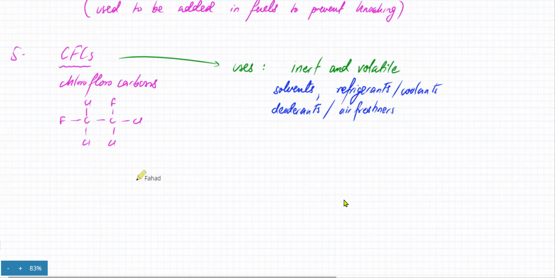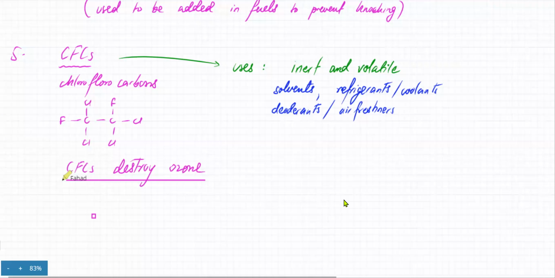The only harmful effect, and it's a very harmful effect, is that CFCs in the upper atmosphere destroy ozone. In the lower atmosphere, no issues, they don't have any issues. But when you take a CFC to the upper atmosphere, I'm going to explain what the steps are. The upper atmosphere is the upper stratosphere, above the clouds. There the sunlight is very strong. When a CFC reaches that, it's a gas, so by any chance it might reach there.